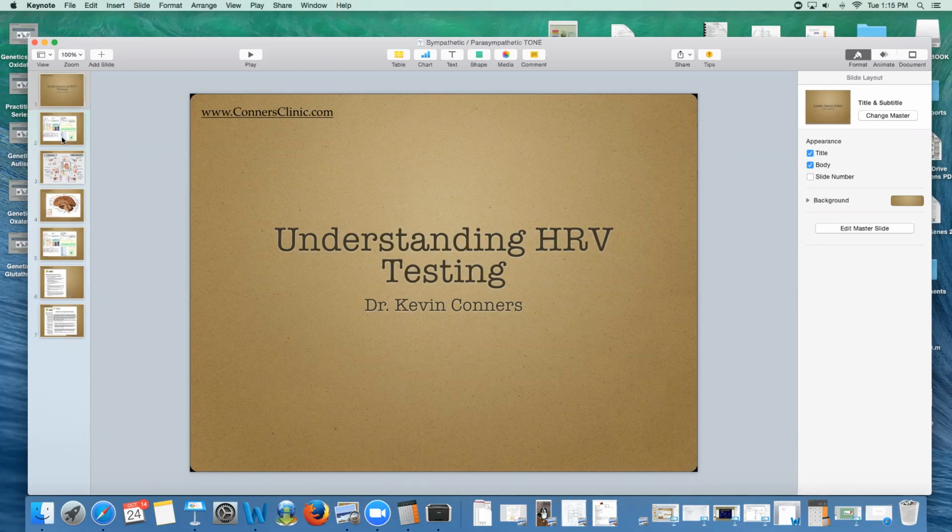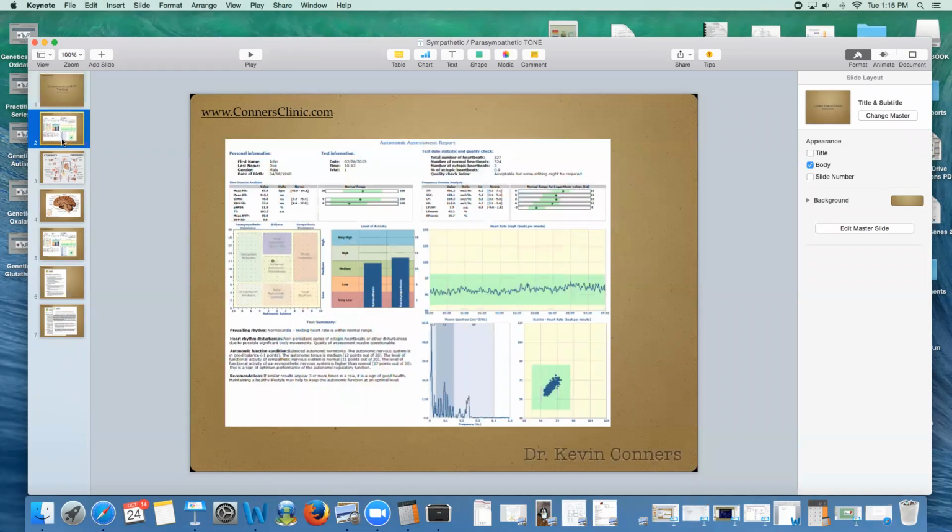So let's get going. As we look at our test, it comes back with a printout like this. And really, this center part of the graph is what we're looking at. This is the balance between your sympathetic and your parasympathetic nervous system. As I tell people, you have to kind of remember back to high school biology and what those two things are. You have a voluntary nervous system, like moving your arms and your legs, and you have an involuntary nervous system, or something that's relatively involuntary.